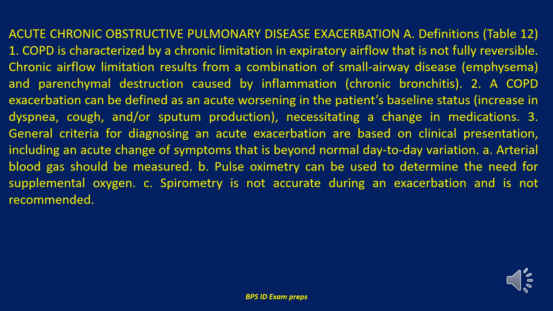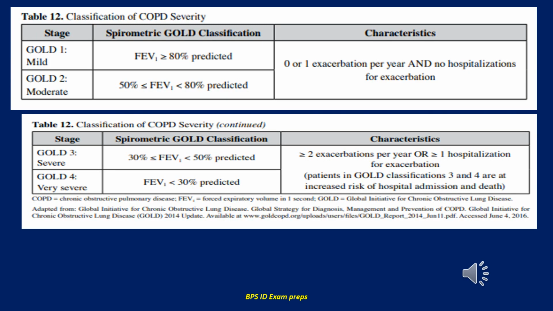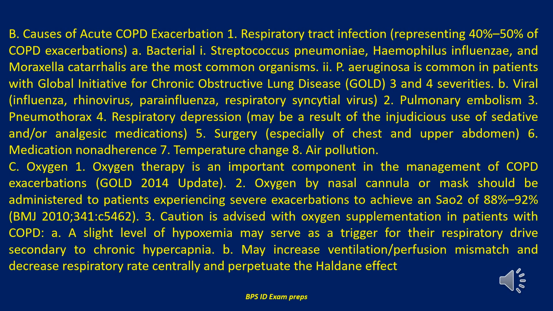3. General criteria for diagnosing an acute exacerbation are based on clinical presentation, including an acute change of symptoms that is beyond normal day-to-day variation. A. Arterial blood gas should be measured. B. Pulse oximetry can be used to determine the need for supplemental oxygen. C. Spirometry is not accurate during an exacerbation and is not recommended. Pause the video and carefully scrutinize Table 12 summarizing classification of COPD severity. B. We will now discuss the causes of acute COPD exacerbation.